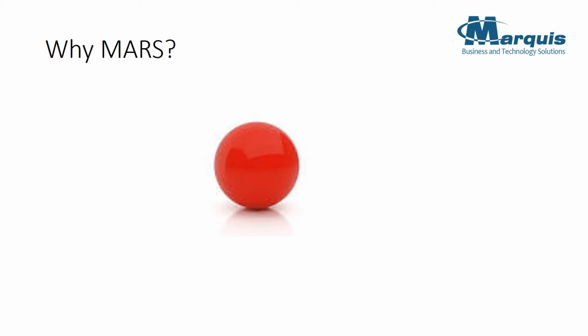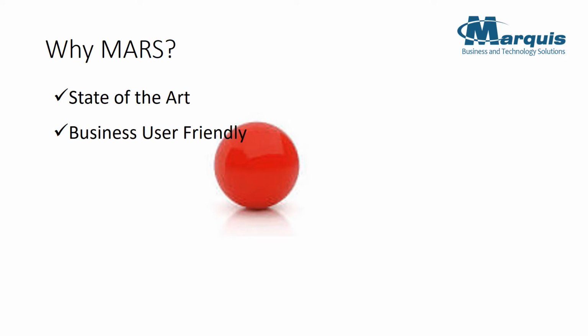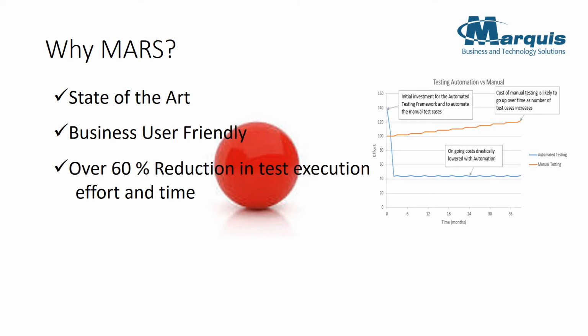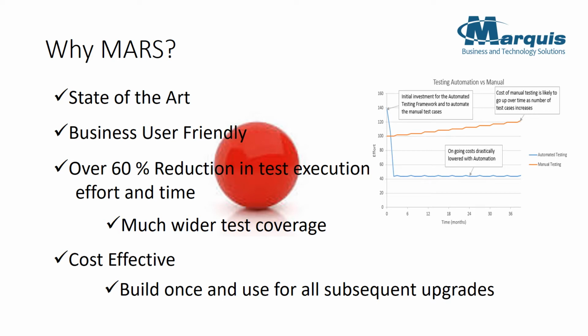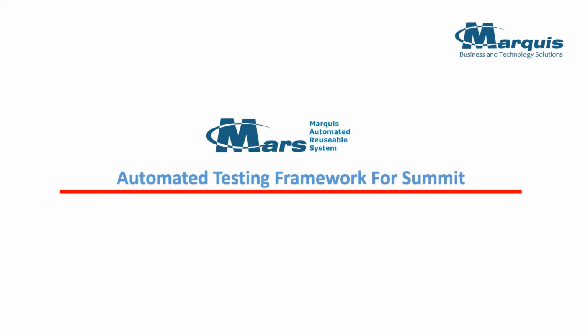So why MARS? MARS is state-of-the-art proven technology. MARS is scriptless and easy to use. With MARS, you will see up to 60% reduction in test execution effort and time, along with a much wider test coverage. MARS is cost effective. You build once and you'll have test assets to use for all subsequent regression testing. It will improve your software quality, thereby reducing operational risk.